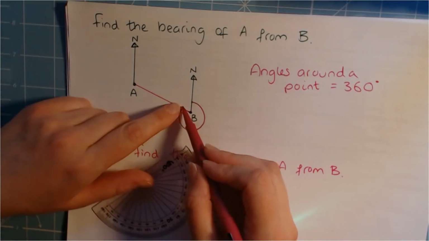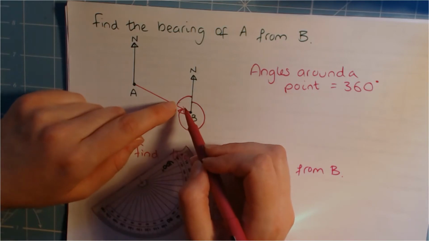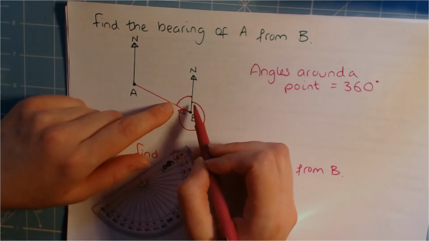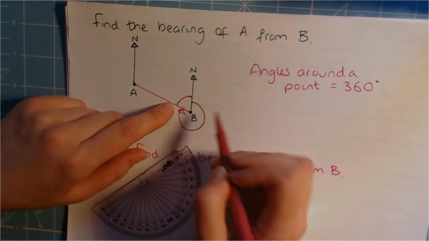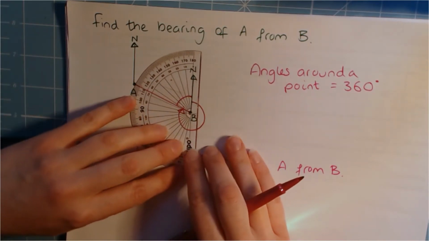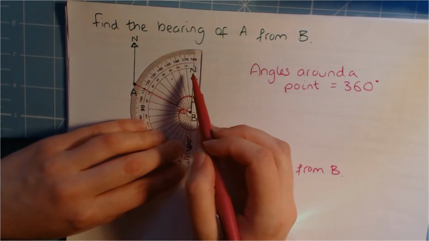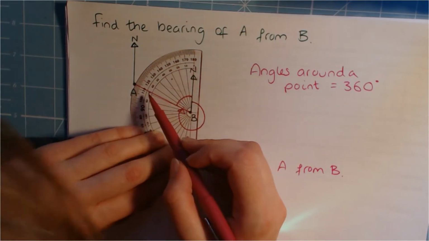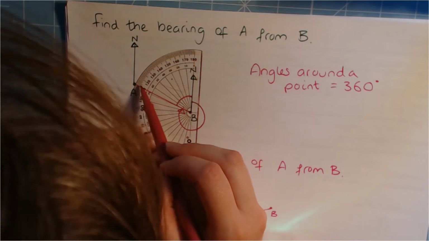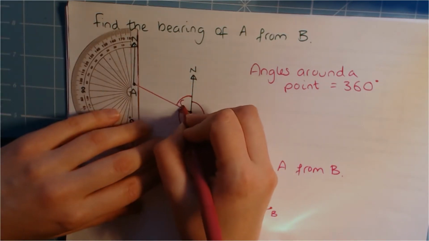So if I know what this little bit here is, if I know what that is, I can subtract it from 360 and it should tell me the rest of this. Okay, and that one fits on my protractor, so I can just do that one. Okay, so lining up there, this time I'm on the inside scale. Let me see, I'm on the inside now, all the way around to 65, 66, 67, 68 degrees there.